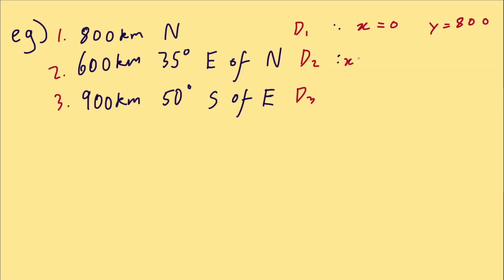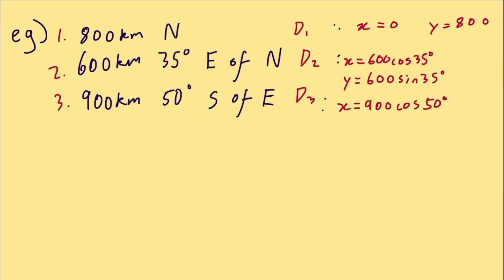Next, D2 has an x component of 600 cosine 35 and a y component of 600 sine 35. Finally, D3. D3 has an x component of 900 cosine 50 and the y component is 900 sine 50. There's all our components and we just have to add it all together. But we can't forget this. This y here is going to be negative because he's traveling south.